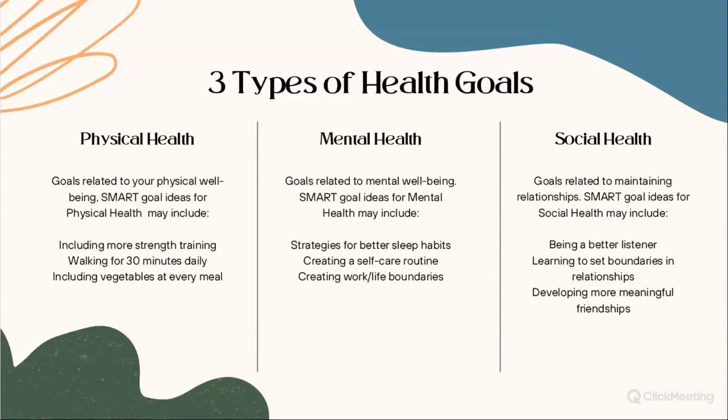So the 3 types of health goals: you might have physical health goals, which would include nutrition and movement. Some goals related to your physical well-being could be including more strength training in your routine, walking for 30 minutes a day, or including more vegetables or high fiber foods every day.